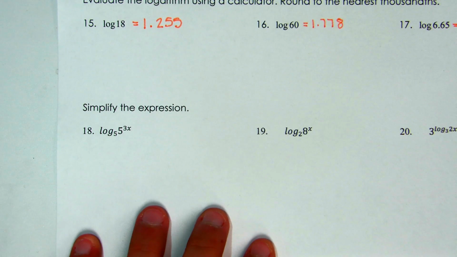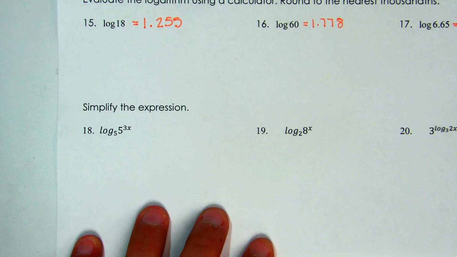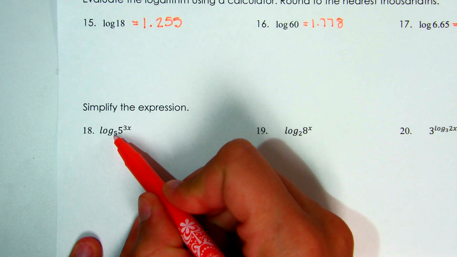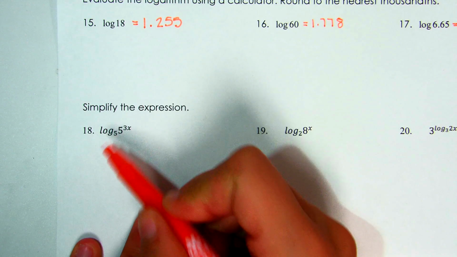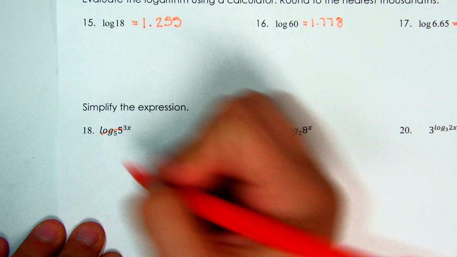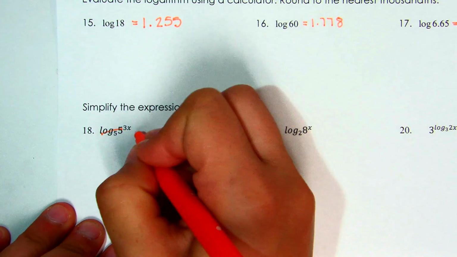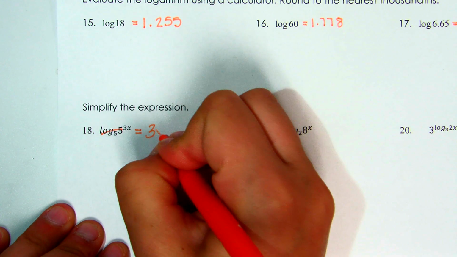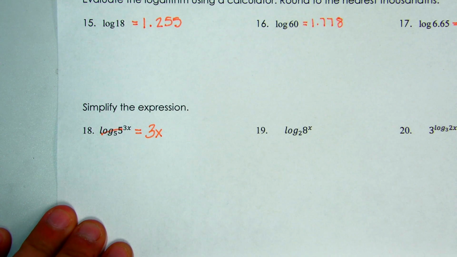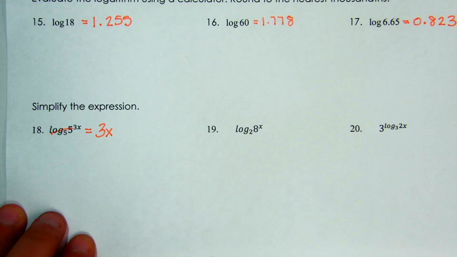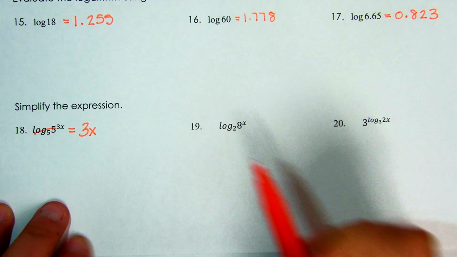Now we're going to simplify the expression. Remember, when your little number and your big number match, they cancel each other out. They become a 1 and they go away. So this just equals the exponent 3x. Now over here, I have log base 2 of 8.